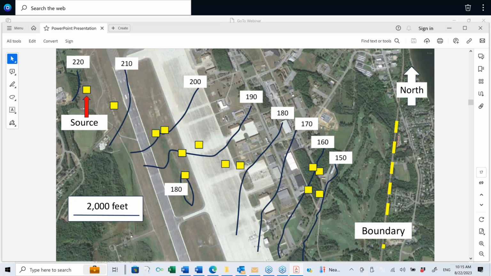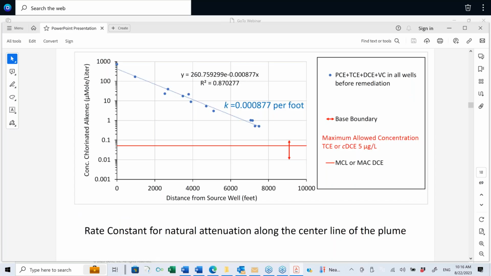And I'm comparing here the water table elevation isopleths against the distribution of wells as the plume moves from the source, underneath the runway, underneath the taxiway, underneath an industrial area, underneath the golf course to approach the boundary of the former base. So if we fit a line through those center line wells, that's the rate constant for natural attenuation of total chlorinated alkenes in this aquifer on a per foot basis.